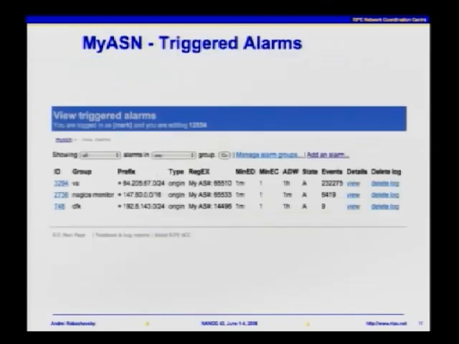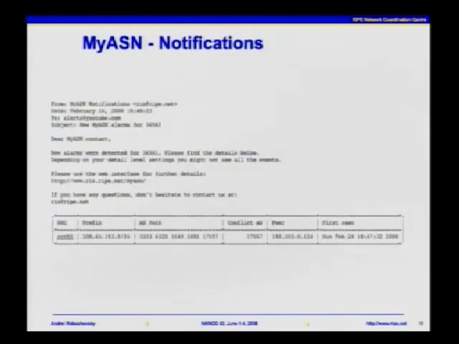Well, there are different types of alarms apart from origin, and in fact, you can even specify a regular expression that MySN will match and trigger alarms. Here you can assess the triggered alarms, triggered conditions, using our web interface, or you can be notified by email and get an email if something happens.